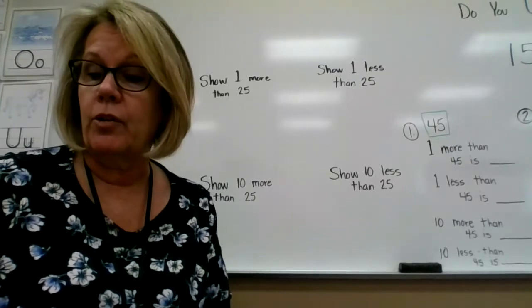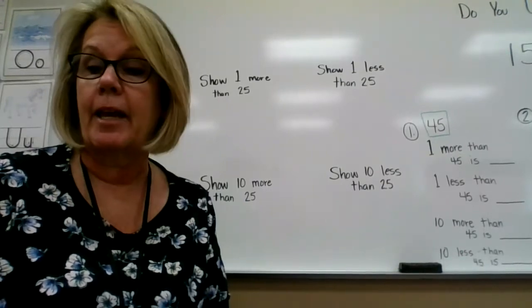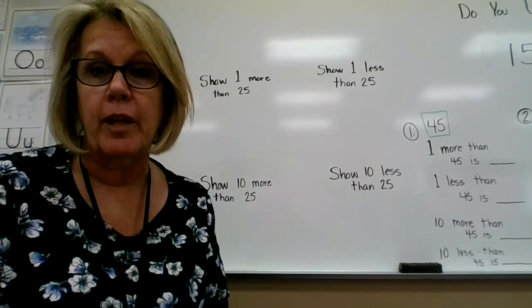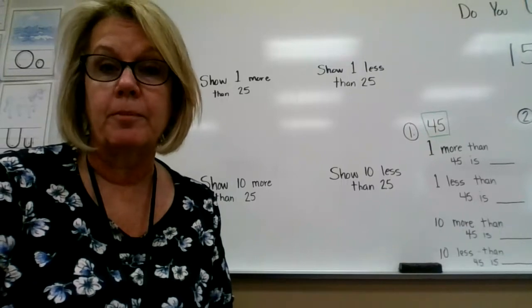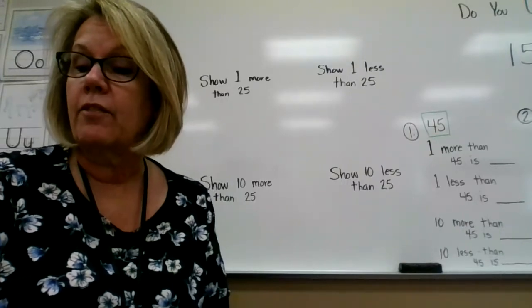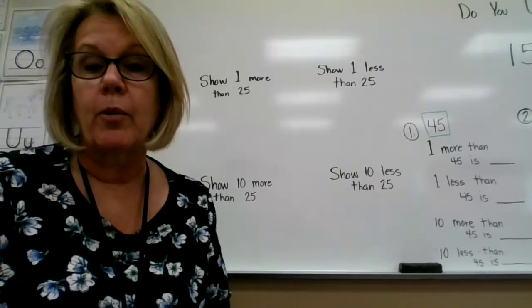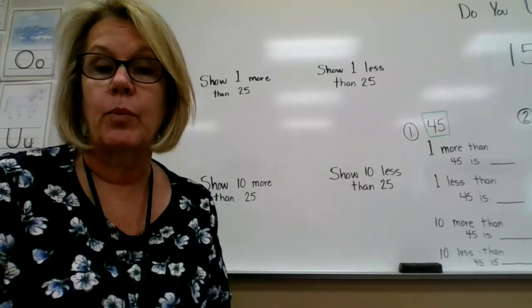So if you want to, you can follow along on workbook page 498 at the very top of the page. And remember, these pages have been pulled out of your workbook and are in your distance learning folder. So let's look at the very top of the page. It says show one more, and the number that we're working with is 25. So we want to show one more than 25.